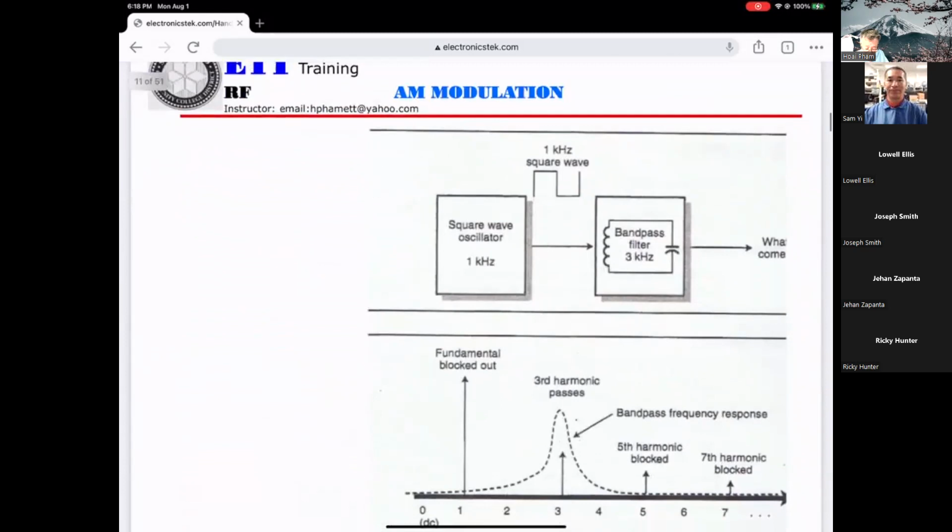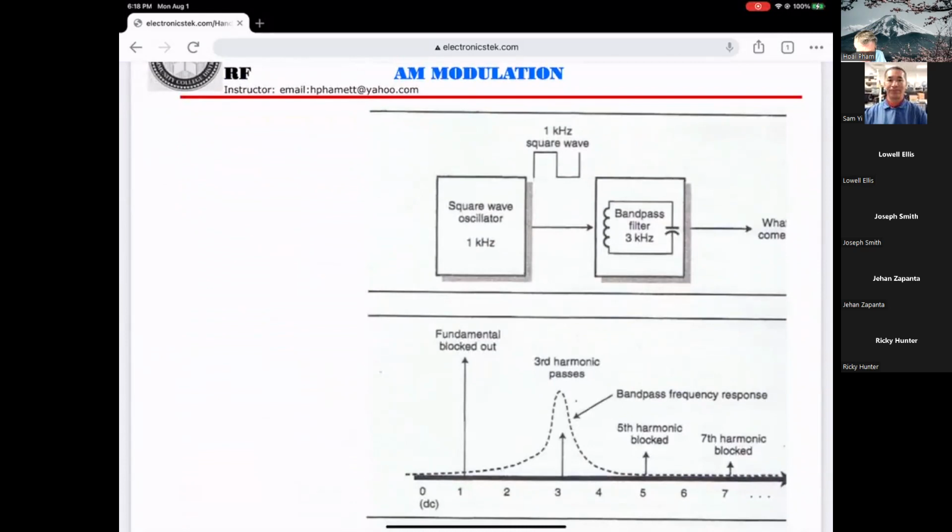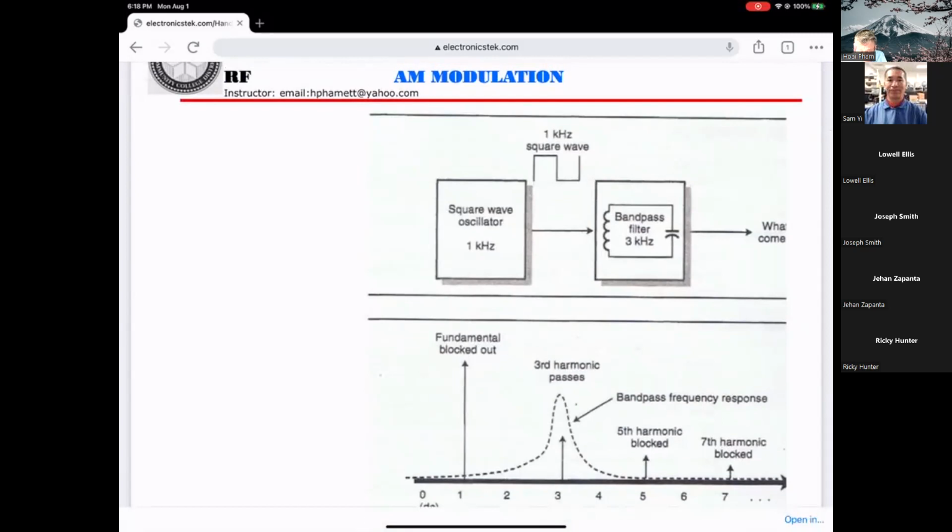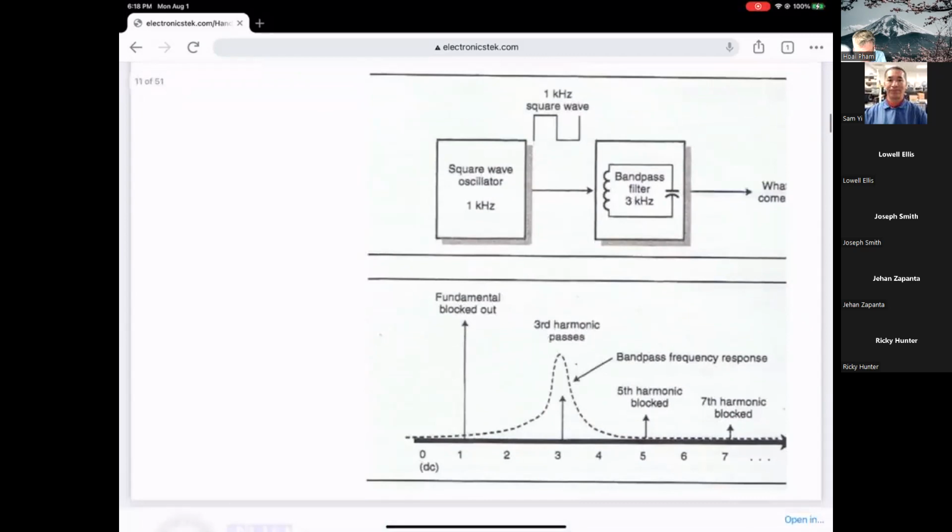Now, let's see what we have here. Square wave oscillator, 1 kilohertz. And when they go to the band pass filter, 3 kilohertz, okay? And basically, you can see a square wave. They can combine many sine waves at different harmonics.